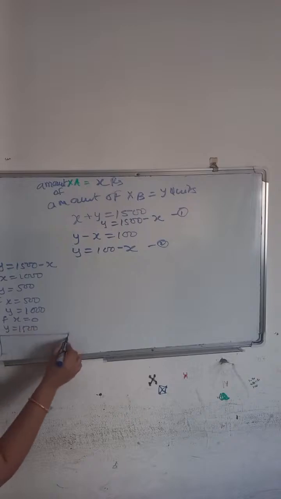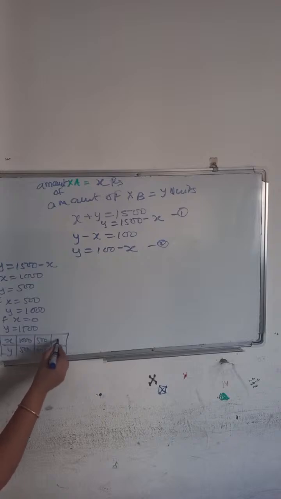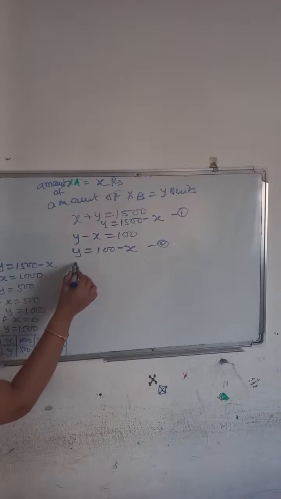So make a table over here. This is x and y. Here x is initially 1000, then y we got 500. So whenever we take x as 500, in that case we are getting 1000, and when x is equal to 0, in that case y is 1500. Getting how I got the coordinates?